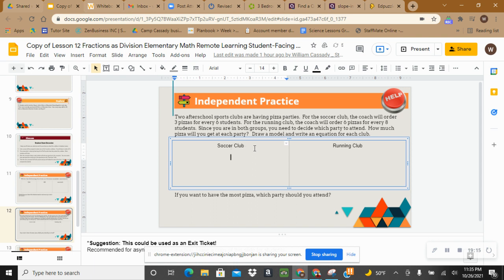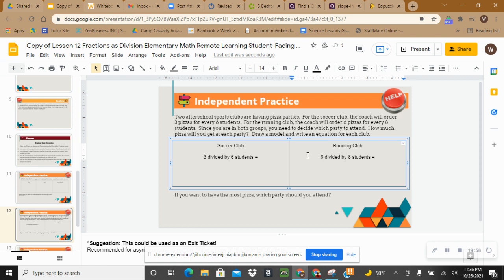So I know soccer club, there's going to be 3 pizzas for every 6 students. So I must have 3 pizzas, and I'm dividing it by 6 students. So 3 divided by 6 students, and then that should give me a fraction. And then the running club, you have 6 pizzas by 8 students equals what fraction?